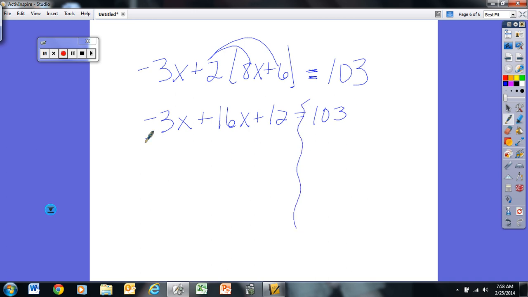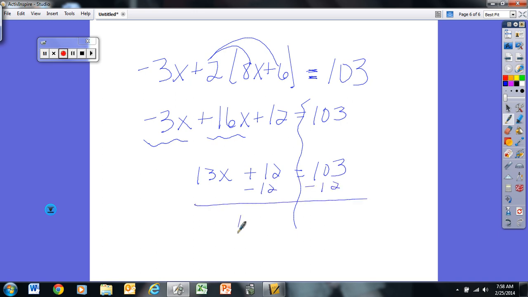Split up your equation. Negative 3x and 16x is 13x. Minus 12 from both sides. 103 minus 12 is 91. Divide by 13. X equals 7.